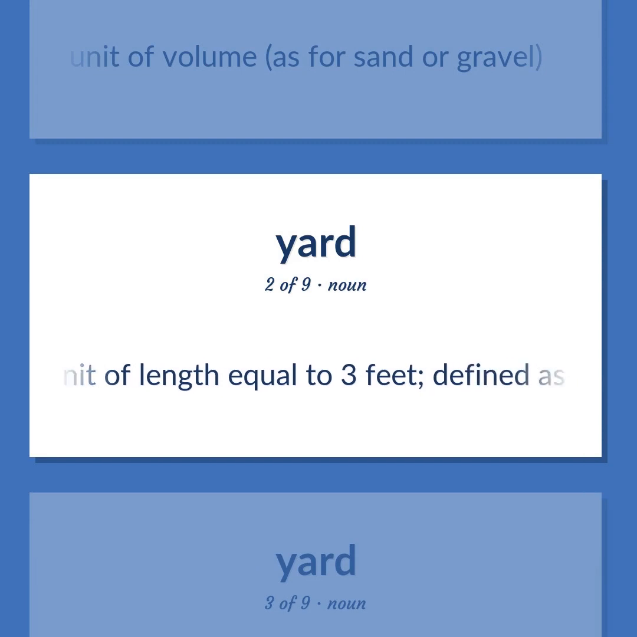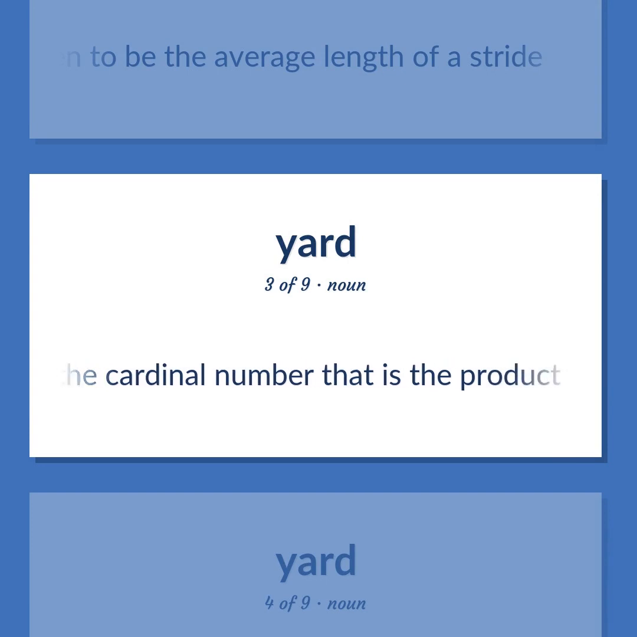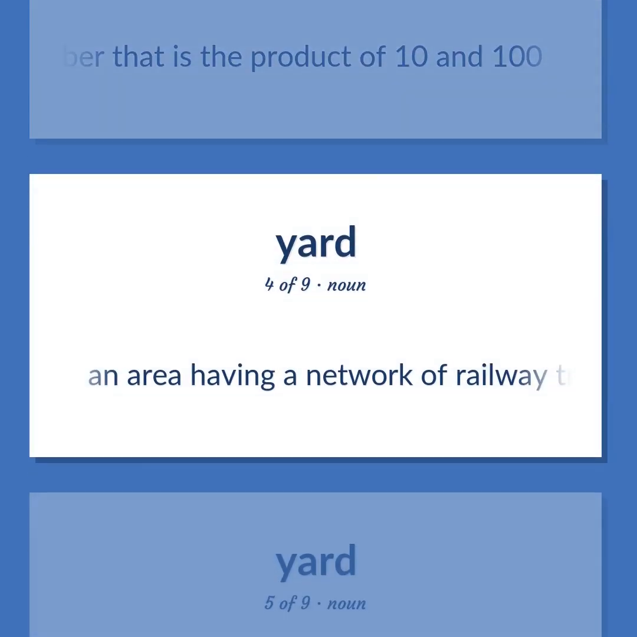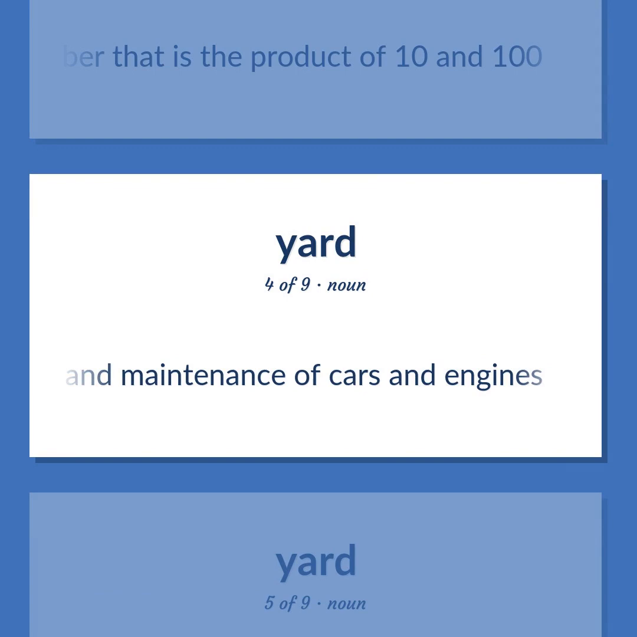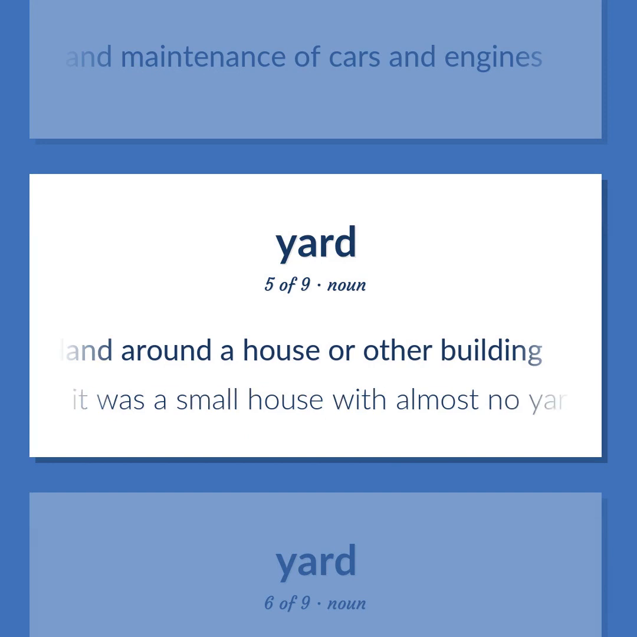Yard: a unit of length equal to 3 feet, defined as 91.44 centimeters, originally taken to be the average length of a stride. The cardinal number that is the product of 10 and 100. An area having a network of railway tracks and sidings for storage and maintenance of cars and engines. The enclosed land around a house or other building. It was a small house with almost no yard.